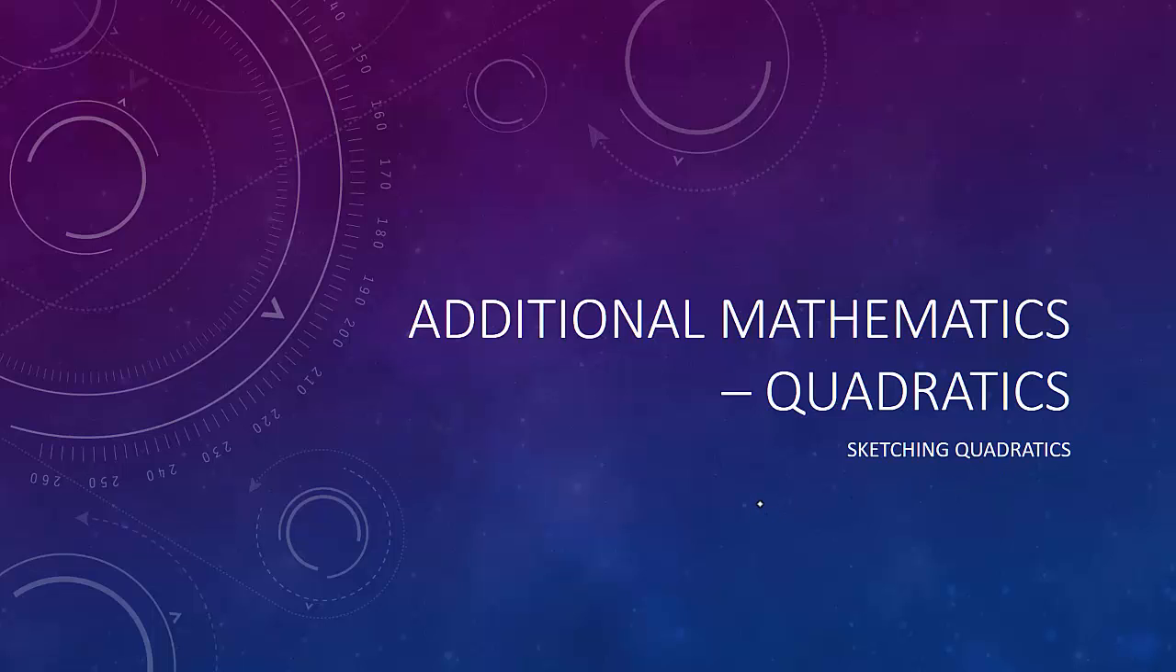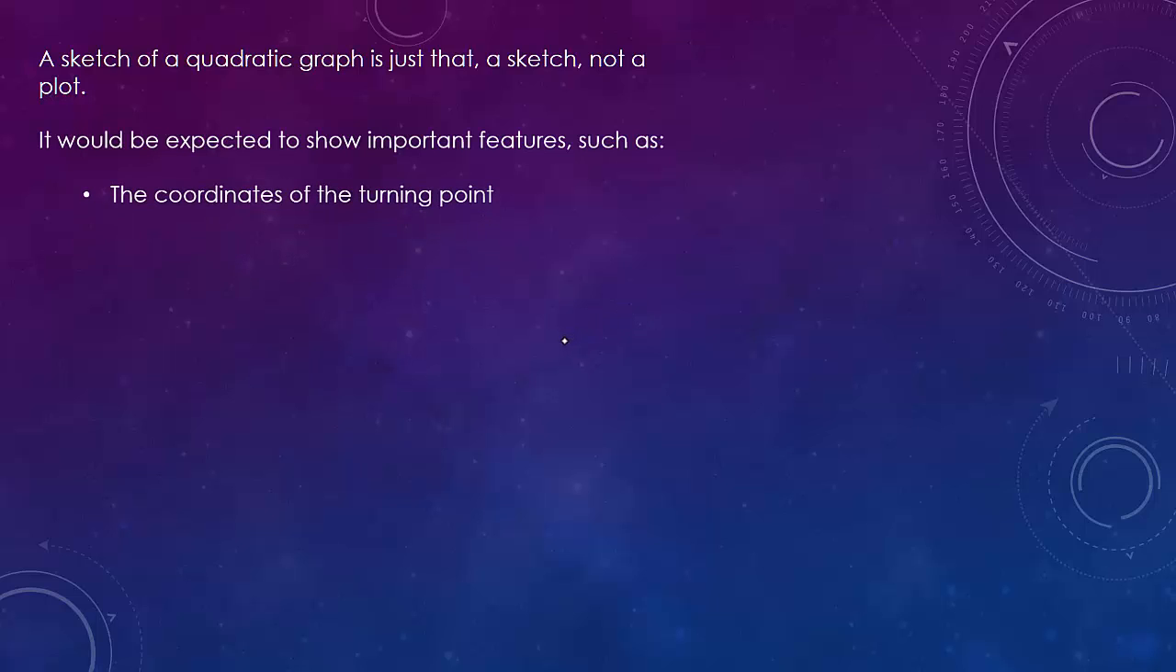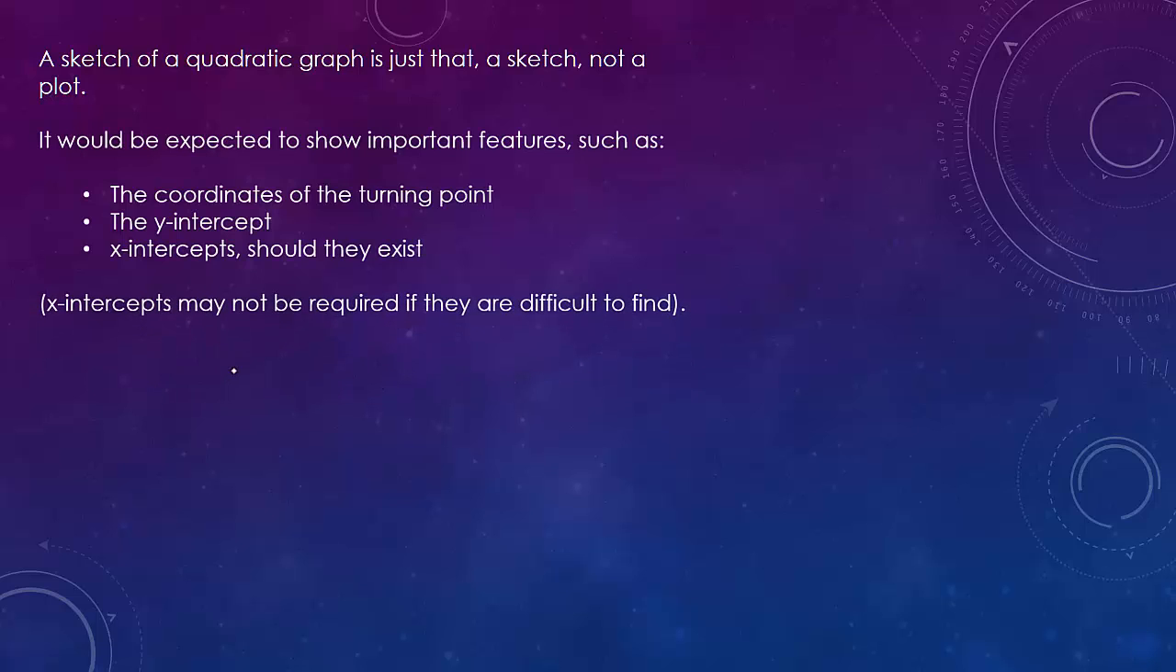Sketching quadratics. A sketch of a quadratic graph is just that, a sketch and not a plot. It will be expected to show important features such as the coordinates of the turning point, the y-intercept, x-intercepts should they exist. X-intercepts may not be required if they are difficult to find, for example, if they need the quadratic formula.